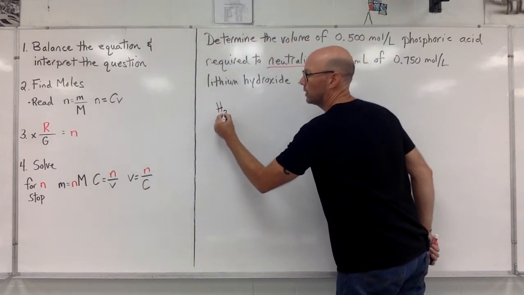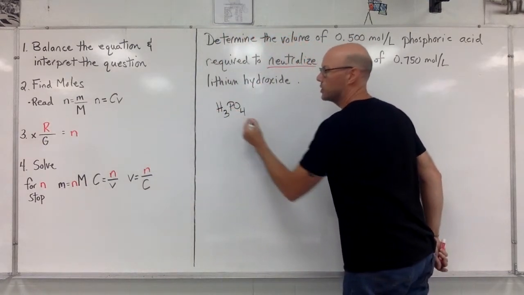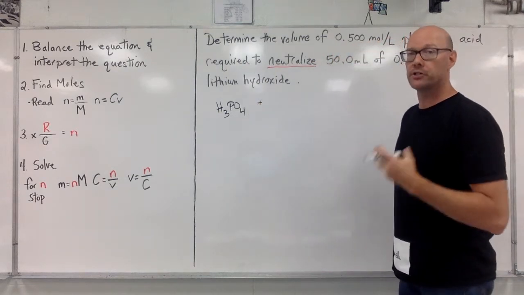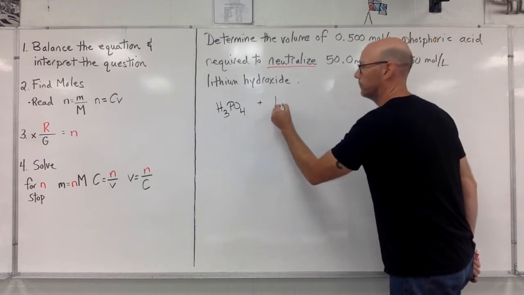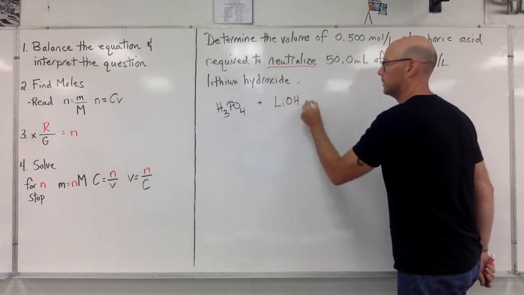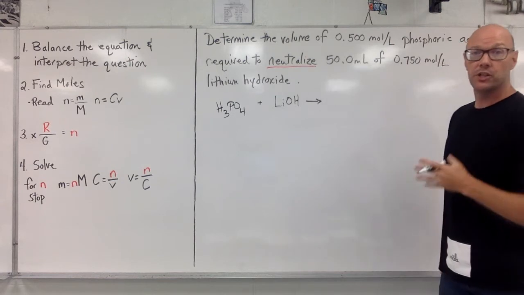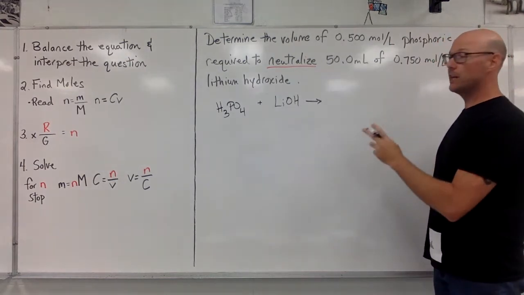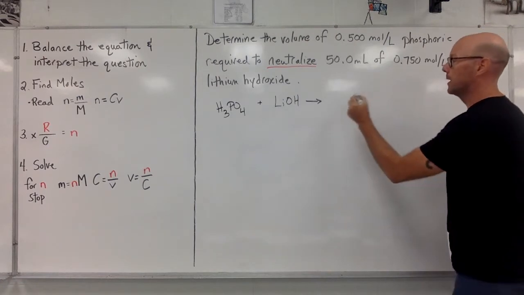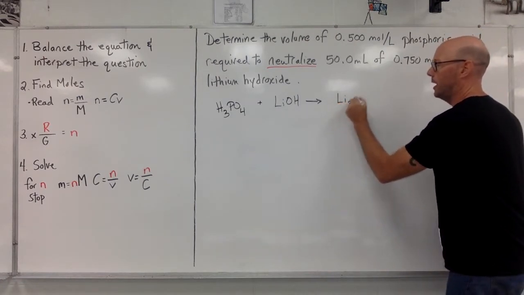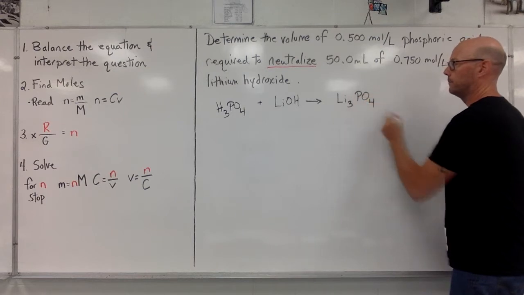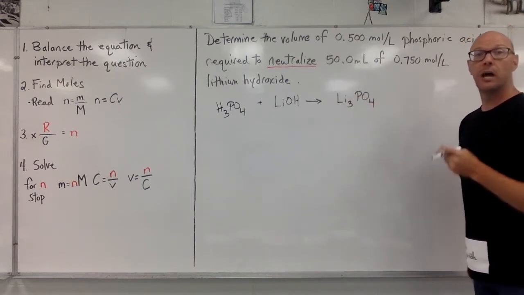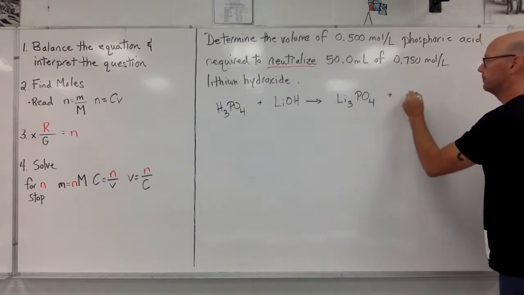Phosphoric acid, we can look it up in the data booklet. It's H3PO4, reacting with lithium hydroxide. Lithium 1 plus, hydroxide 1 minus. Neutralization, this happens to be a double replacement reaction. The hydrogen and the lithium exchange spots. Lithium is 1 plus and phosphate 3 minus, Li3PO4. Hydrogen 1 plus, hydroxide 1 minus.